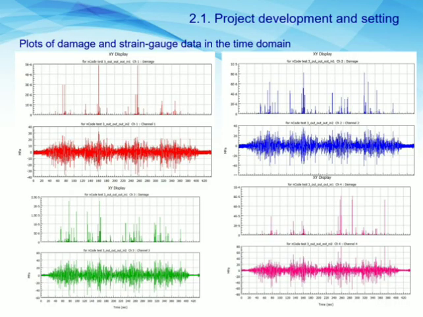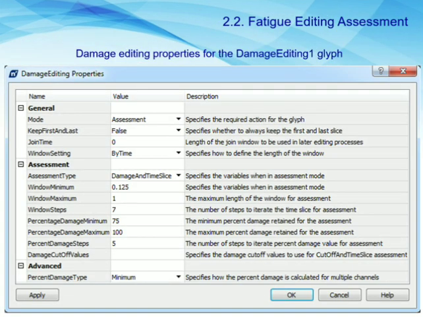In the slide we can look at how damage accumulates over time. We can do this because the strain gauge data was measured against time and the fatigue damage calculations track cycles. The slide shows time histories of when damage occurred in the time domain for each channel. For the fatigue editing assessment, the damage editing glyph, data values display glyph, and XY display glyph were used.